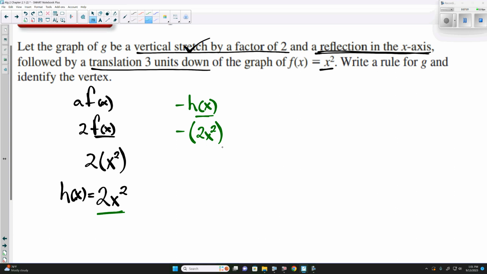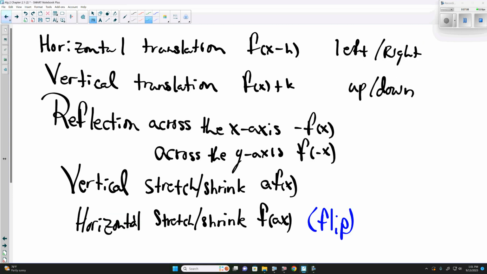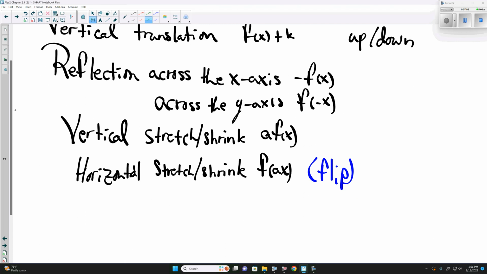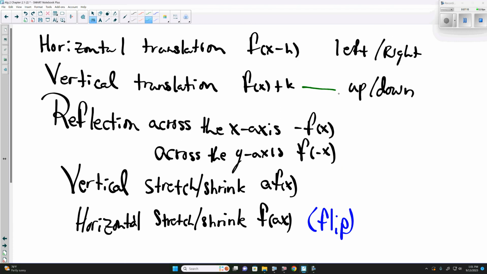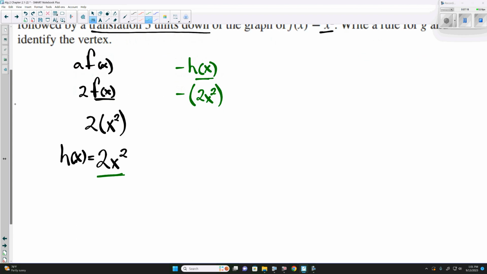So the reflection across the x-axis is defined as, for us to be able to do a reflection across the x-axis, our negative f of x. Now we didn't use f of x because f of x is just a way to name the function. So instead of using f of x, we're talking about h of x because it's being applied to the function here. Good question. Any others?